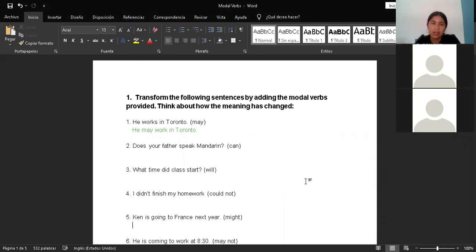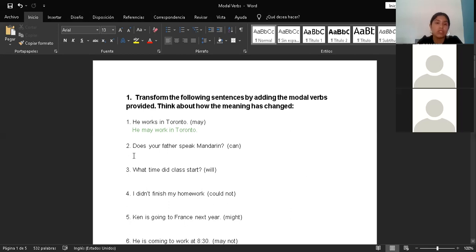So it says, the first instruction, transform the following sentences by adding the modal verbs provided. Think about how the meaning has changed. Okay, so in parentheses, we have the modal verb you would use, and we will just have to rewrite the sentence by using the modal verb. For example, the first one says, he works in Toronto. The parenthesis says that I have to use may. So the new sentence will be, he may work in Toronto.